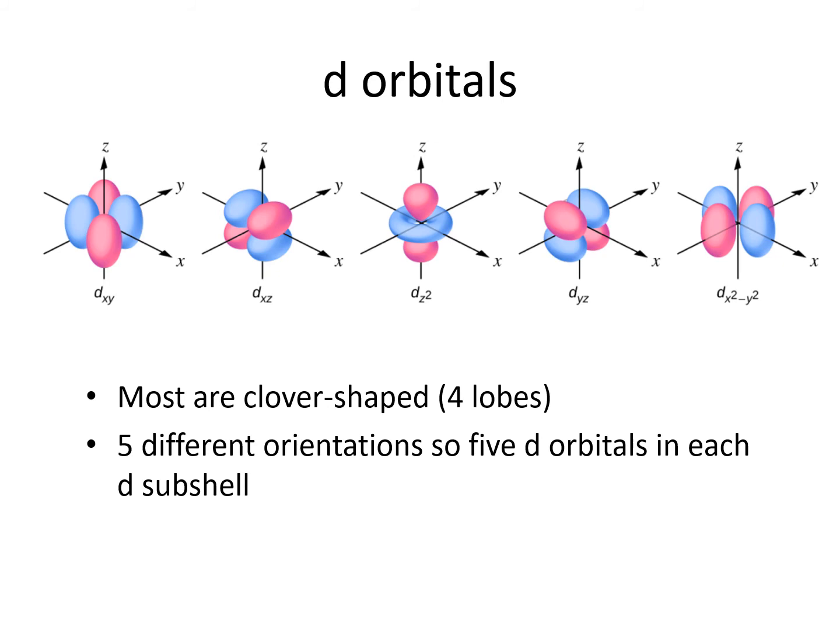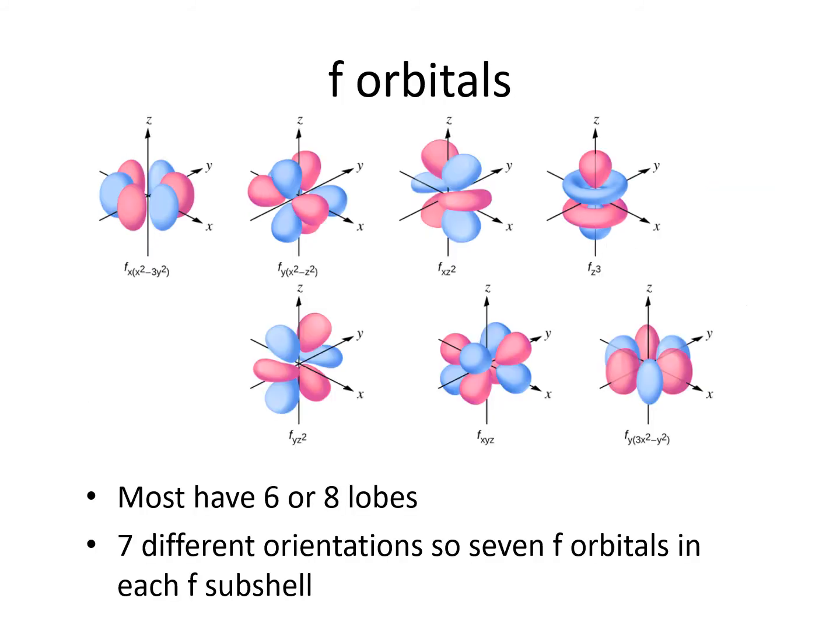D orbitals are generally clover-shaped, with the exception of the dz squared orbital, which looks like a dumbbell with a donut around it. There are 5 different orientations, so there are 5 d orbitals within each d subshell. F orbitals have a variety of shapes. Most have 6 or 8 lobes, but one of them has some donuts. In total, there are 7 different orientations of F orbitals, so there are 7 F orbitals within each F subshell.